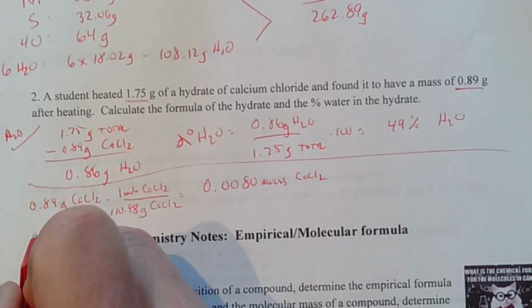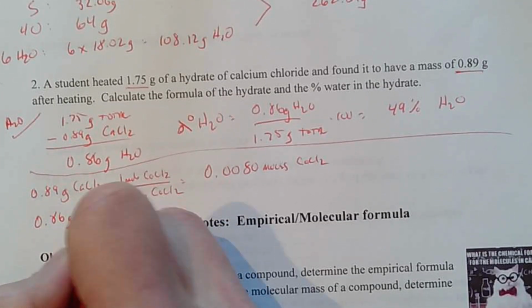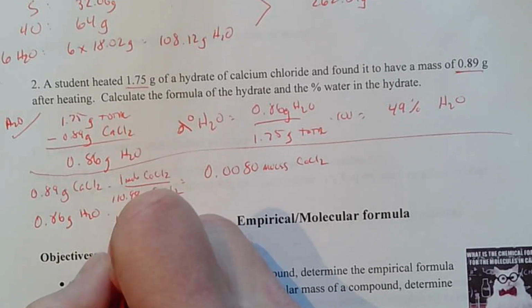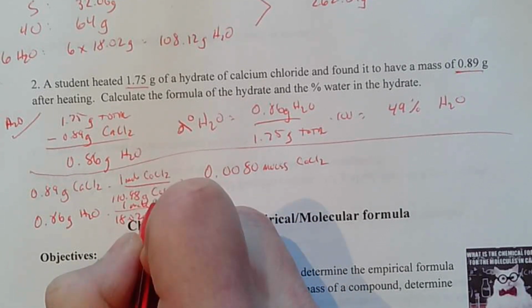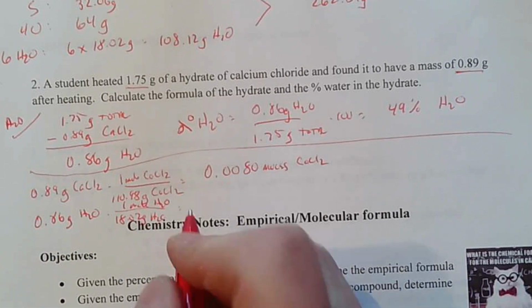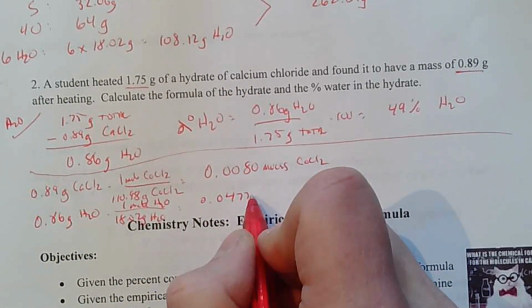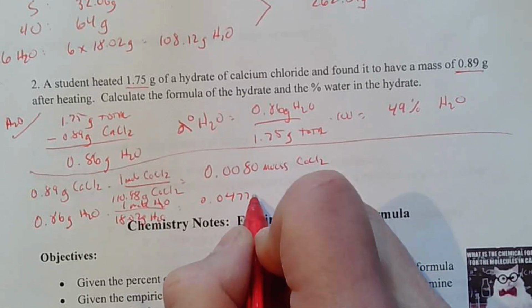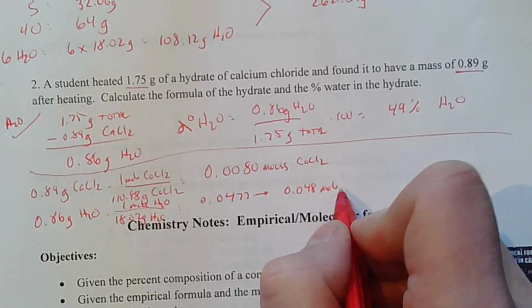Do the same thing for the water. 0.86 grams of water. And we know that 18.02 grams of H2O is the same as 1 mole. 0.86 divided by 18.02. And you've got roughly 0.0477. No, 0.0477. So you're going to round that to 0.048 moles of H2O.